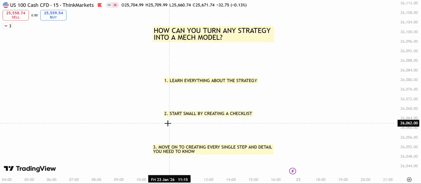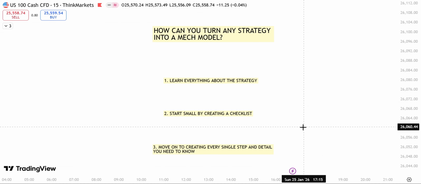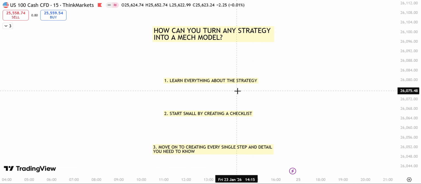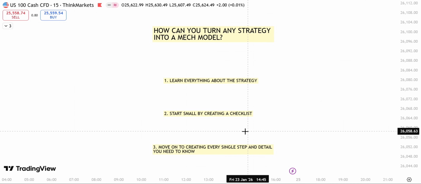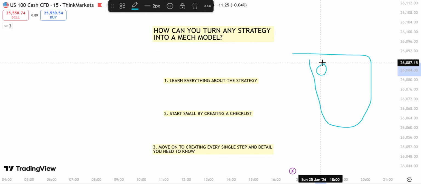And then also, start small by creating a checklist. This is pretty simple. Now, what do I mean by a checklist? For example, before I created the PO3 mechanical model, I had a checklist, which is basically a smaller version of the PO3 mechanical model, just because the checklist has steps that I could check off or not check off. It's basically some kind of list, and you have this little thing.